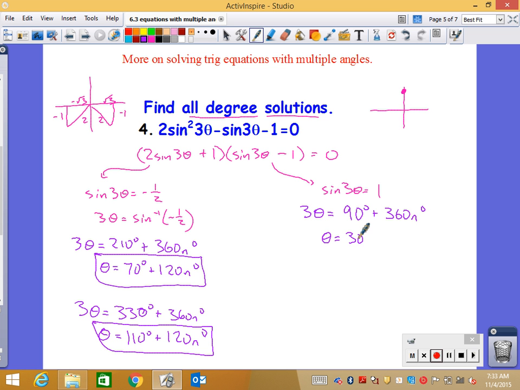Now I just divide everything by 3. I get theta is equal to 30 degrees plus 120n degrees. So for this one, I end up getting 3 answers: 2 for my first parenthesis, 1 for my second parenthesis. Again, just to recap, finding all degree solutions just means before I divide by whatever number is tacked onto my theta, I have to add 360n degrees, and then divide by 3, or whatever number is tacked onto my theta.